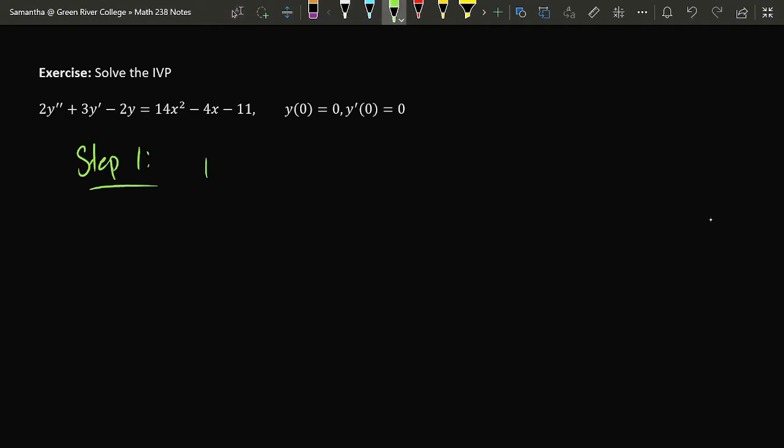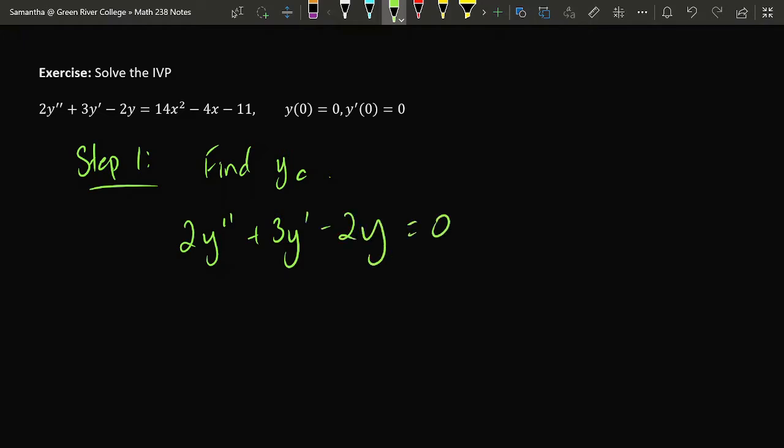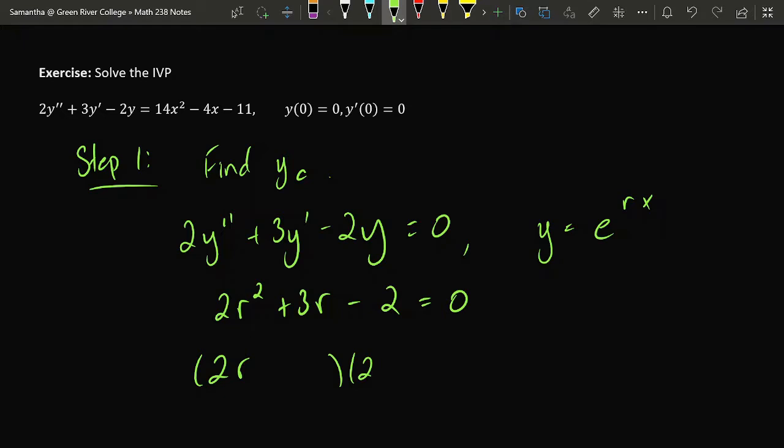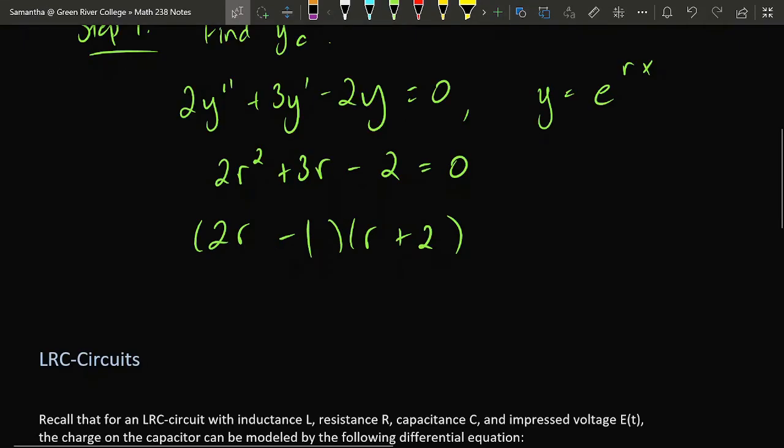So we're going to start by finding the complementary solution, what we called y sub c. Now, if I replace the function on the right-hand side with 0, I get a homogeneous ODE with constant coefficients. So I'm going to guess y equals e to the rx, and I'm going to get the auxiliary equation 2r squared plus 3r minus 2 equals 0. Yep, that seems right to me.